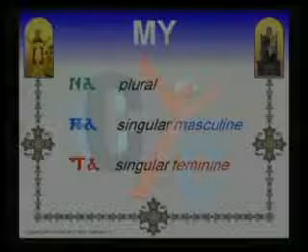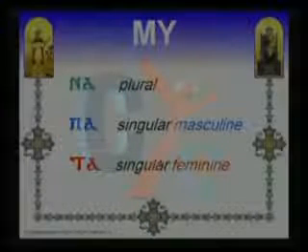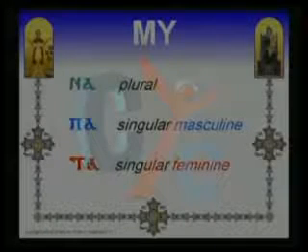For the singular masculine, it is pa. This letter looks like the pi in mathematics. It's a line, and then you take these two lines like this, and the alpha, and it's pronounced pa. This together is pa, and this is for the singular masculine. For the singular feminine, if I want to say my mother, my sister, it is ta. So the T is exactly like the English T. It's written this way, and then the alpha, so it is ta. So for the plural, na. For the masculine, it is pa. For the singular feminine, it is ta.